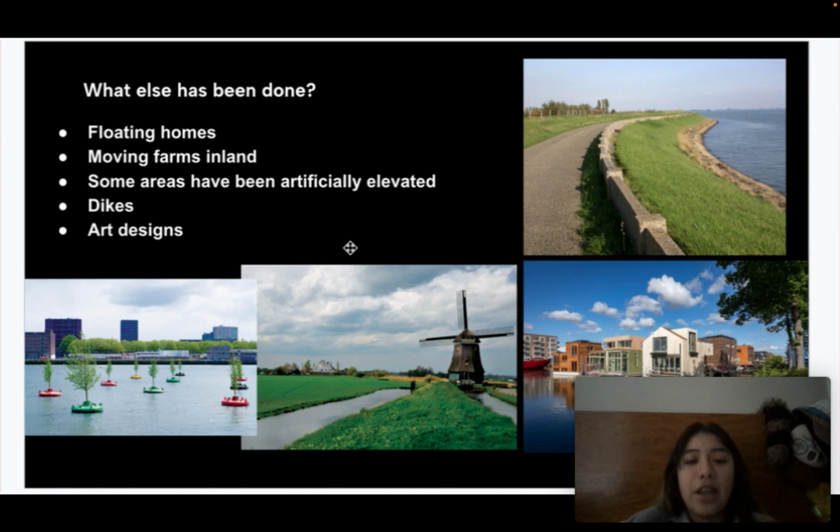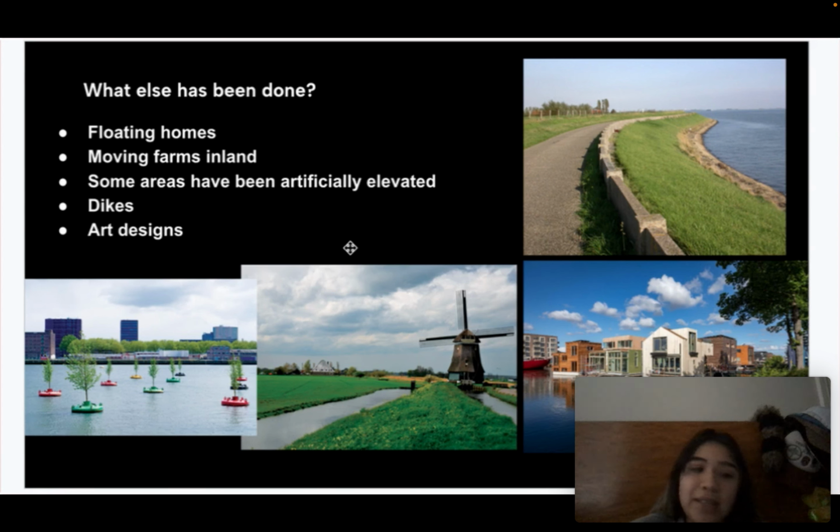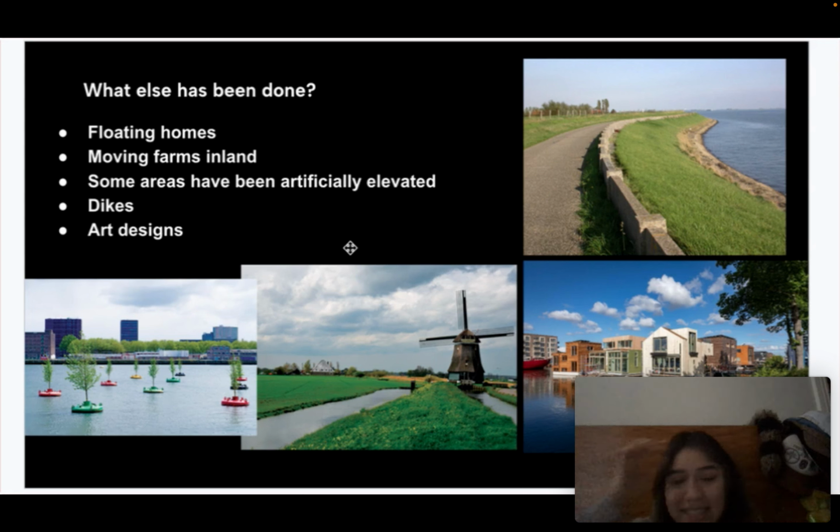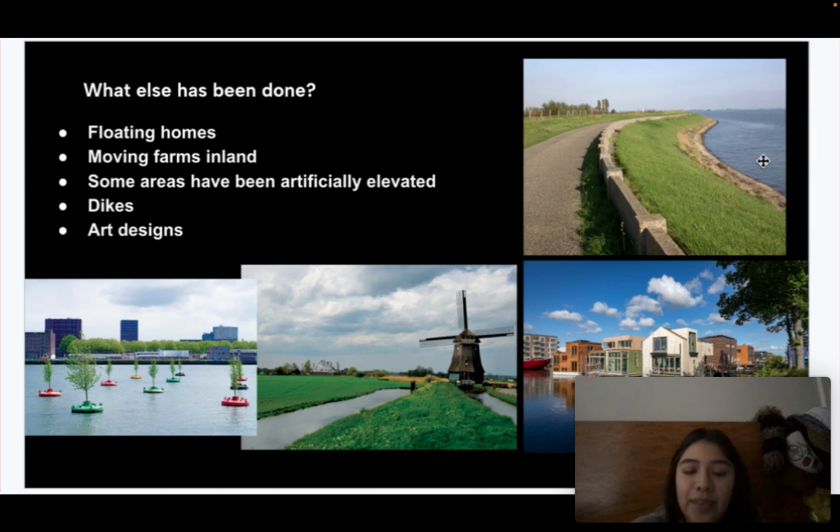And then areas have been artificially elevated. So for example, roads that used to be in the flat terrain, which were impacted by the floods and the sea level rise, are now being built up. So you're basically driving above the water. And then dikes have been installed, which are basically walls and sea walls protecting you from the ocean and the sea level rise.